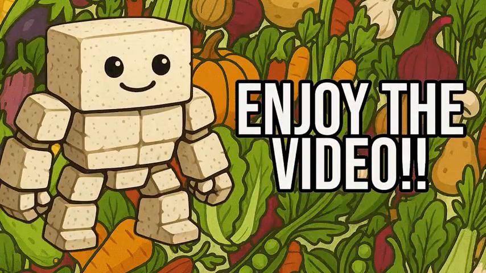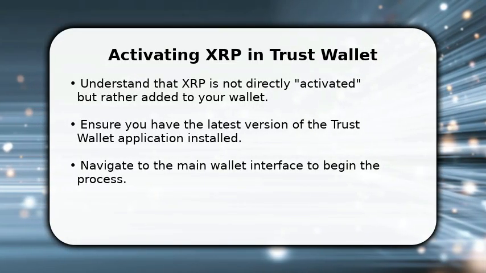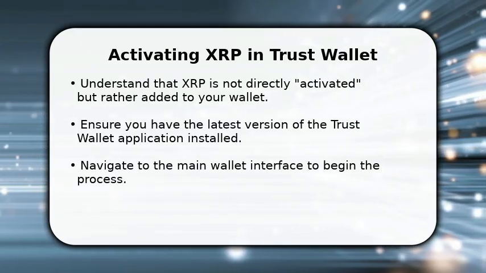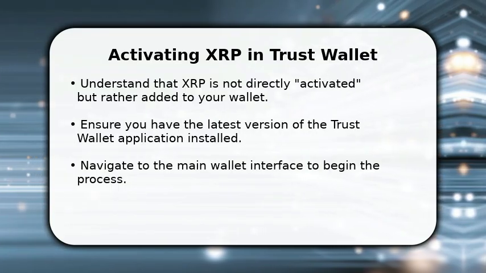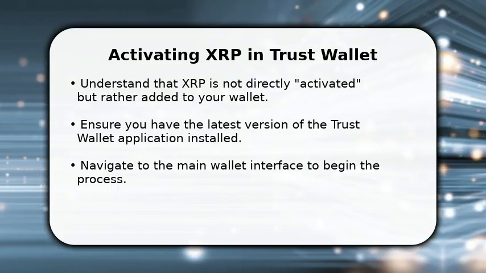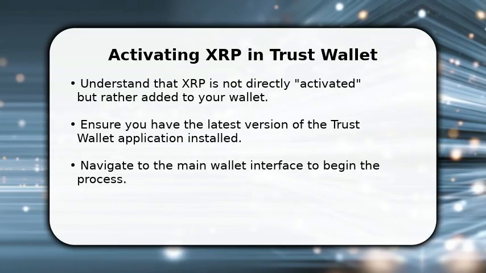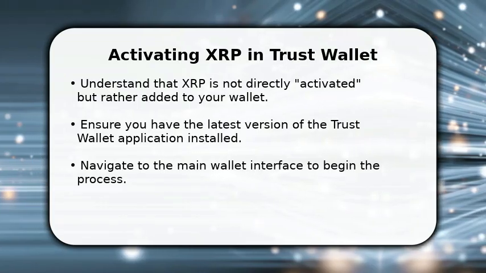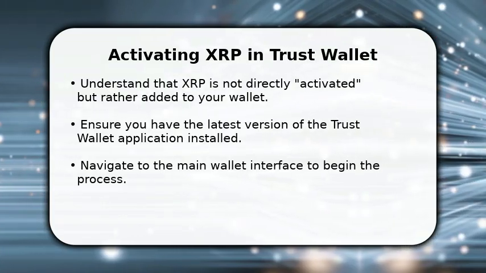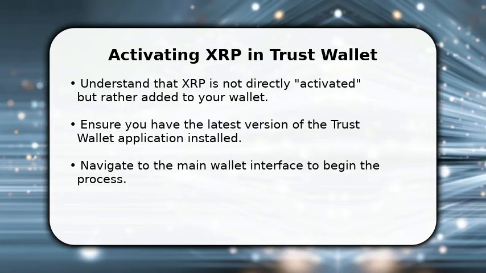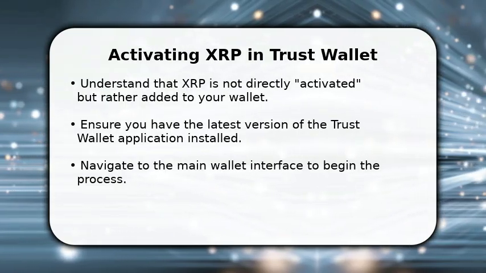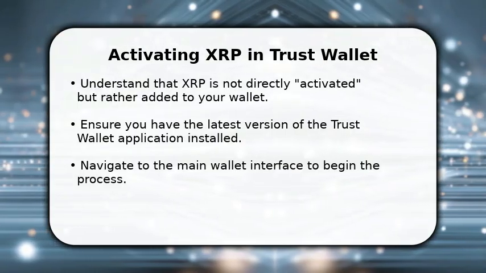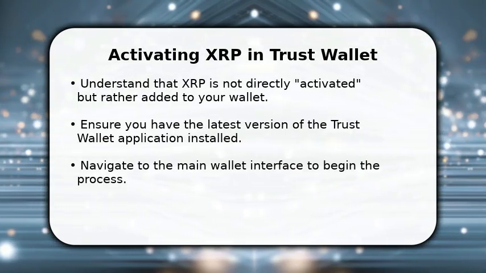Please enjoy the video. In this video, I will explain how to add XRP to your Trust Wallet. First, make sure your Trust Wallet application is up to date. This ensures you have access to the latest features and security updates. Once updated, open the app and you will see your main wallet screen. From here, we will proceed with adding the XRP asset. It's a straightforward process that takes just a few moments to complete, allowing you to manage your XRP securely.